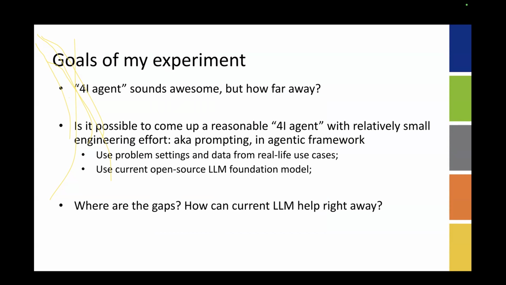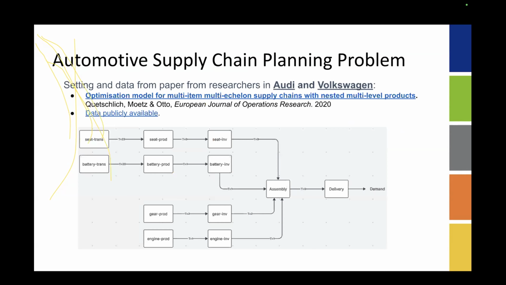For our agent, it sounds like an awesome future, but how far away are we from there, and how much work do we need to do to make it actually work? And what are the gaps? Are our current large language models smart enough that they can answer a lot of questions about your OR model, right?